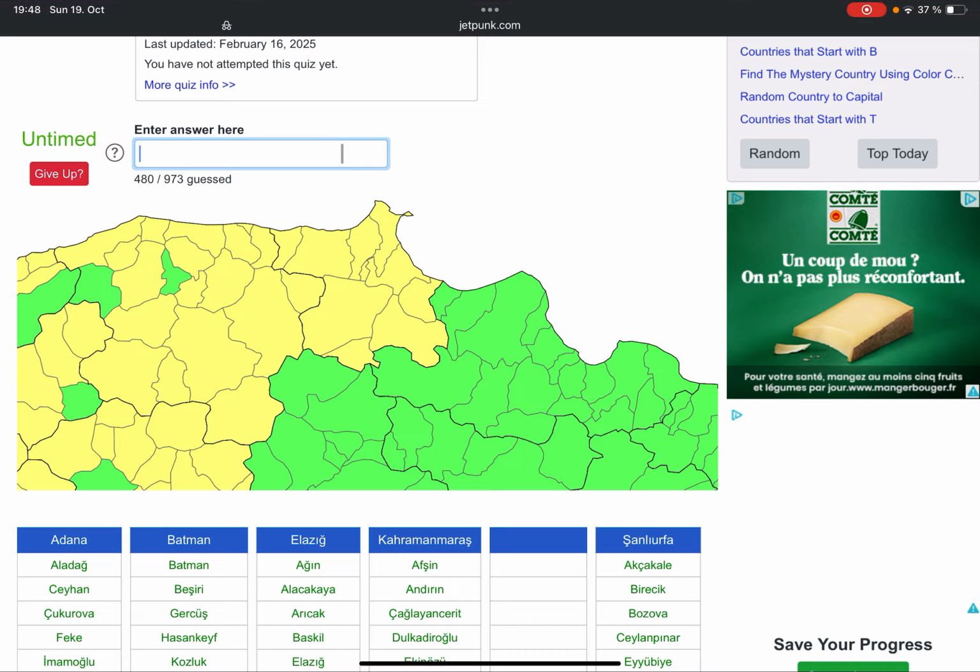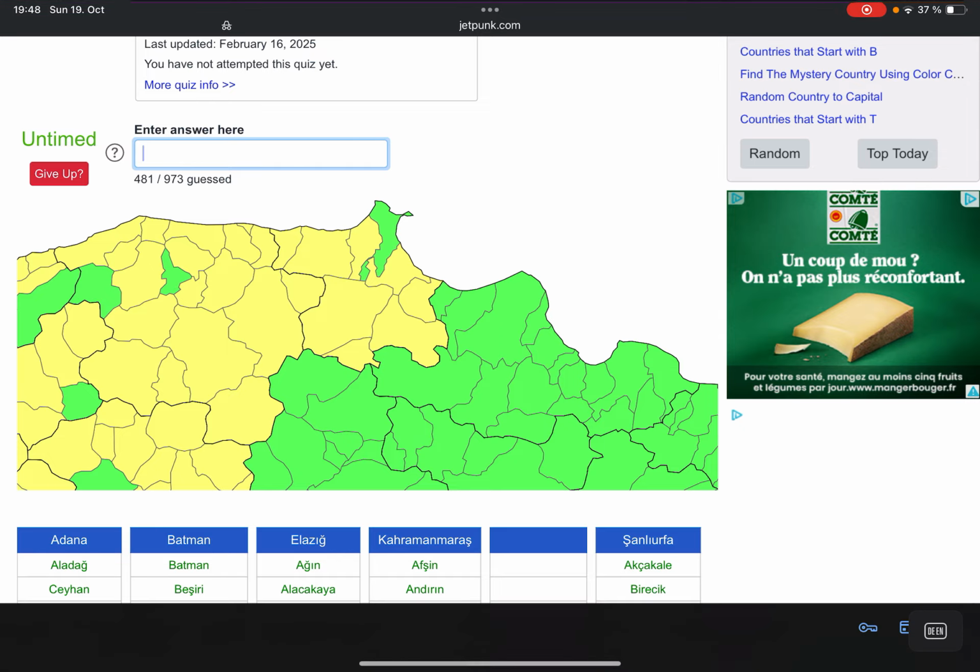So here we have Sinop, Gerze, Dikmen, Duran, no, it's not Sulusaray, it's Saraydüzü, right? Saraydüzü, Boyabat, Erfelek, Ayancık, and Türkeli.